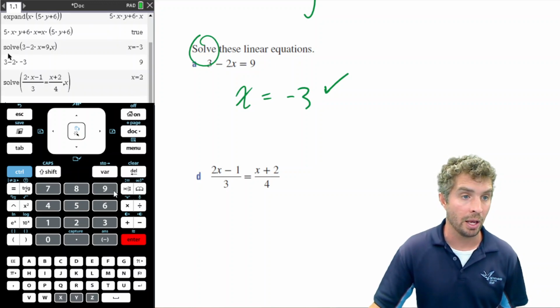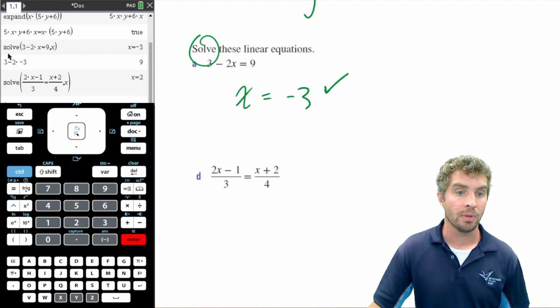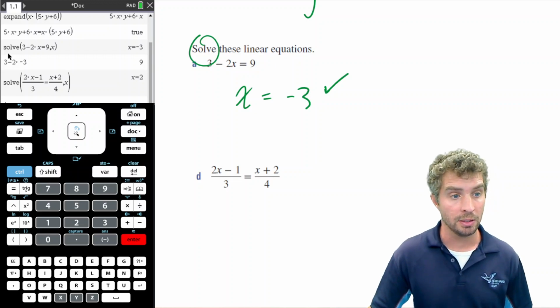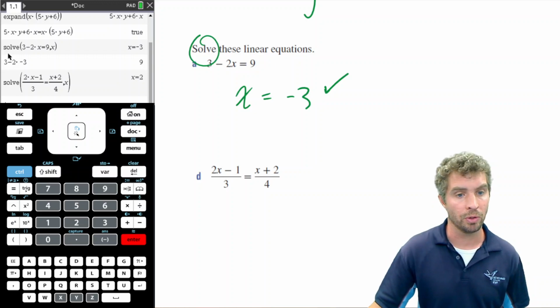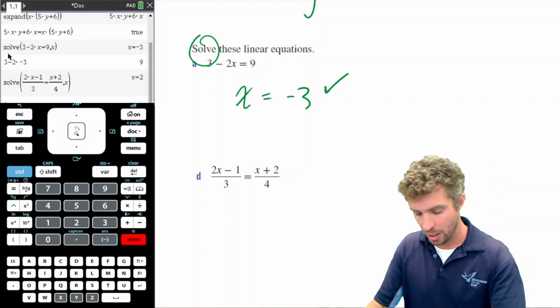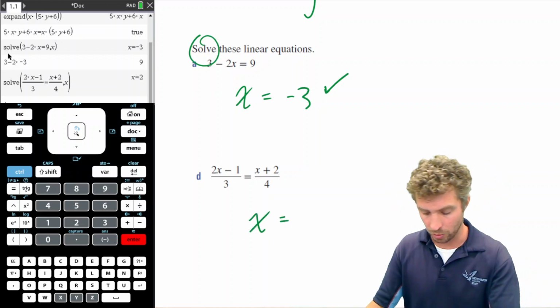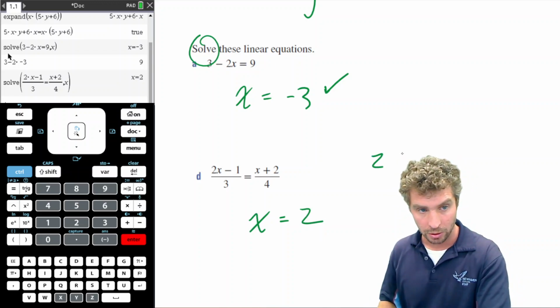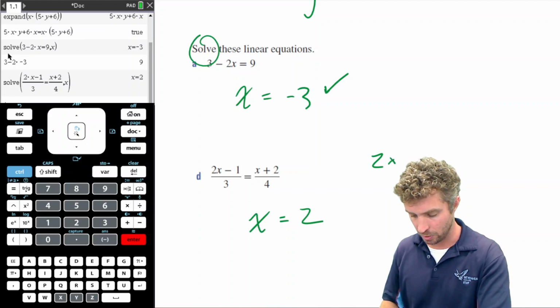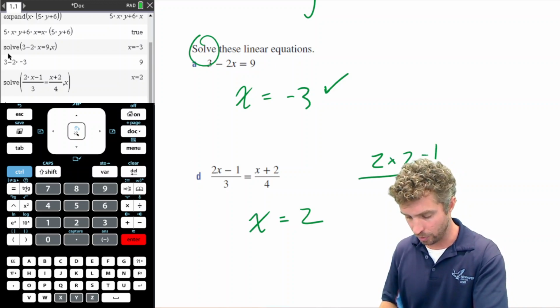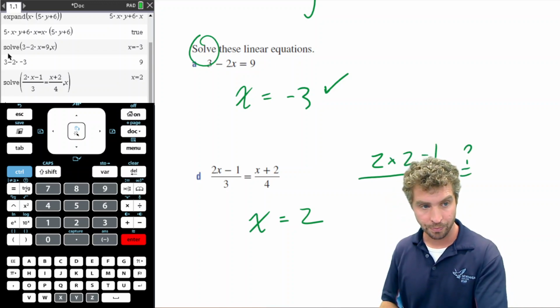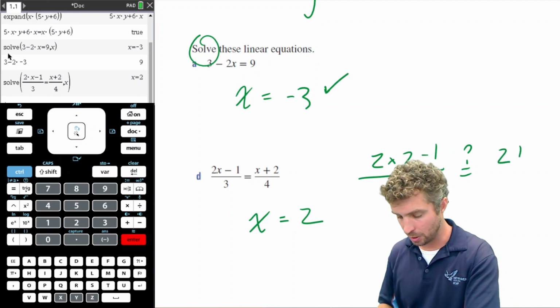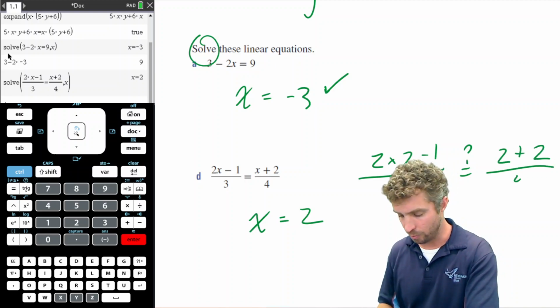Once again, you can take that 2 and plug it into the equation in the places where the x is, so 2 times 2 minus 1 over there. You can probably do this in your head if you want to check it, but x equals 2. You could do it on paper as well. You could do it like this. 2 times 2 minus 1 over 3. Is that equal to 2 plus 2 over 4?